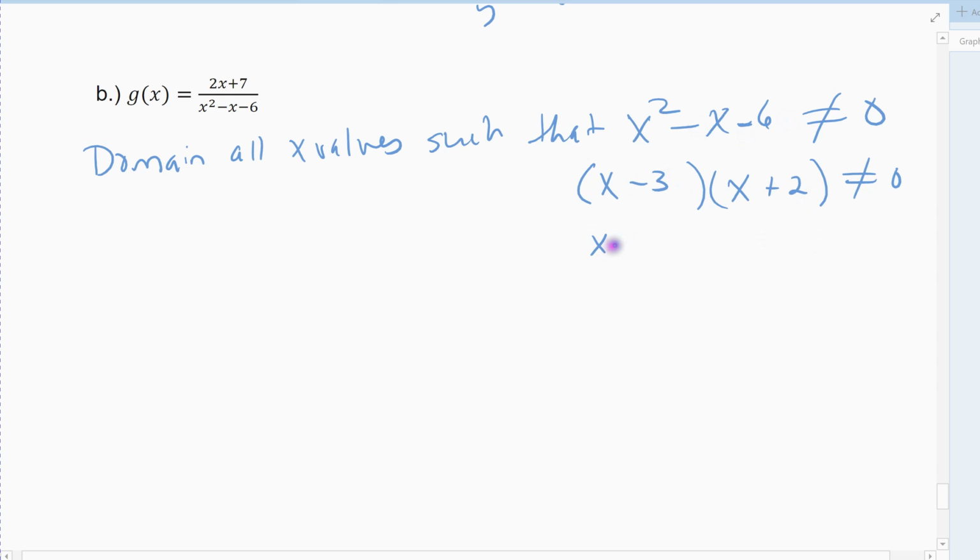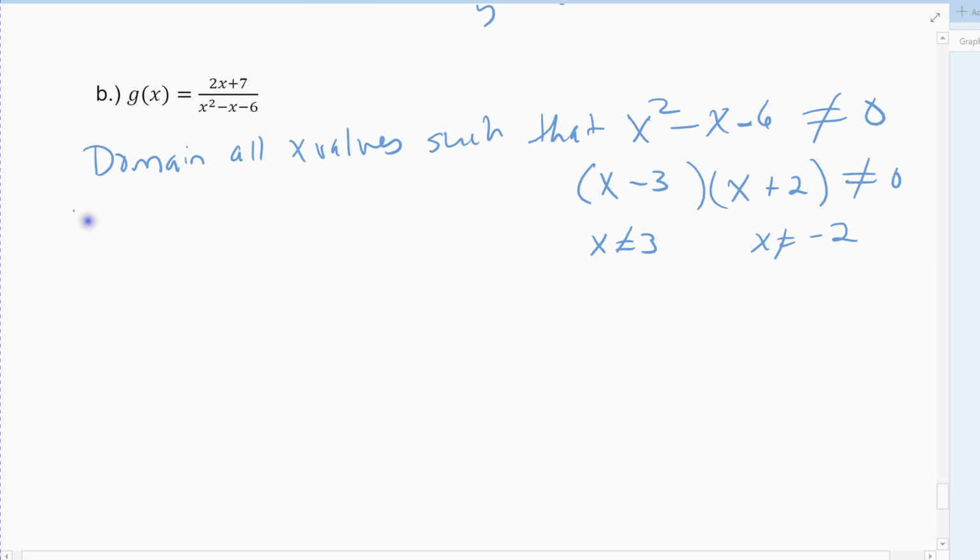Each one of those will give me a 0, so this will give me a 0 at 3, and this will give me a 0 at negative 2. If I plug 3 in, I get division by 0, and the same if I plug in negative 2. So those are the two numbers I can't have. I have to throw out 3 from my domain, and I have to throw out negative 2. And so the domain is everything else. So there's a break at negative 2, and there's a break at positive 3.